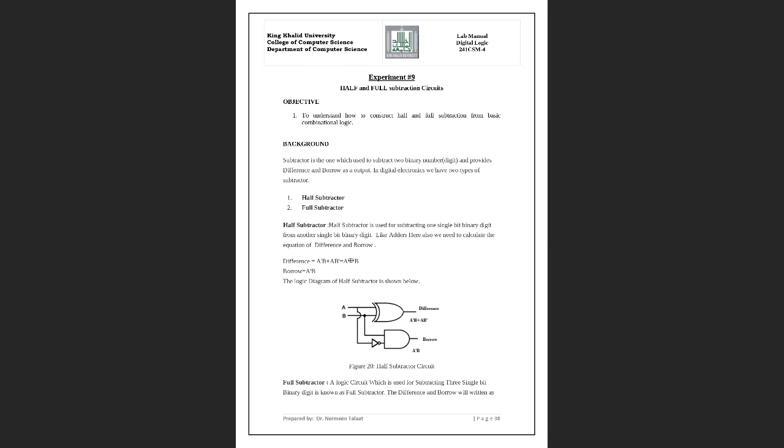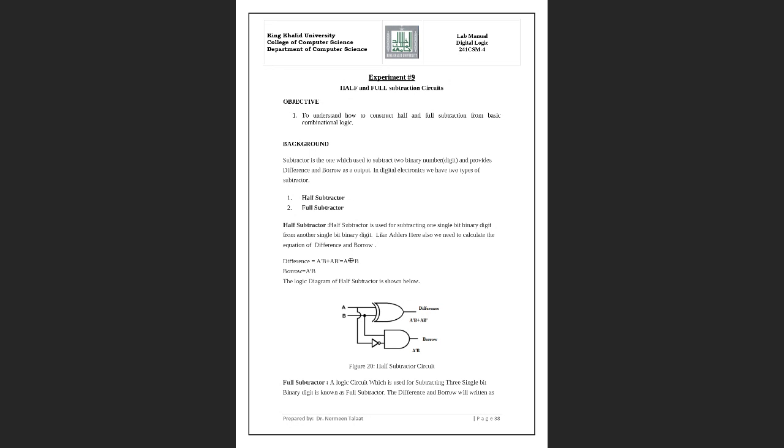A subtractor is used to subtract two binary digits or two binary numbers and provides a difference. In the previous one, full adder and half adder, the outputs are sum and carry. In a subtractor, you will get difference instead of sum, and borrow instead of carry, as the output. In digital electronics, we have two types of subtractors: a half subtractor and a full subtractor.